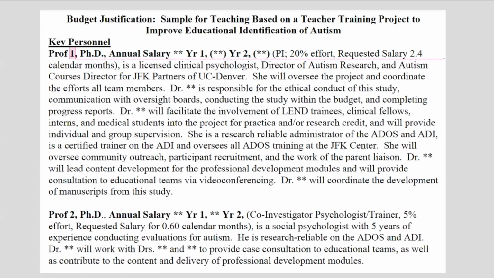Then it goes into that person's role, what they do for the organization broadly, and then goes into what they will do for this grant more specifically. And you do that for every key personnel on your project. And a great question just came in from Nikki.